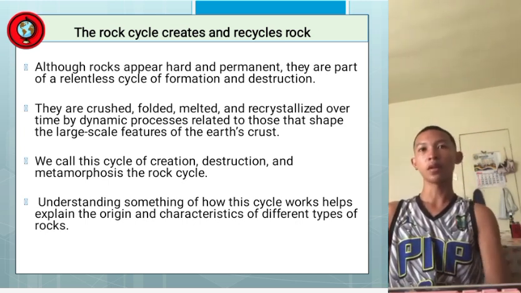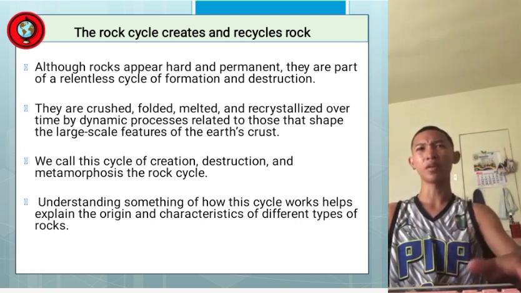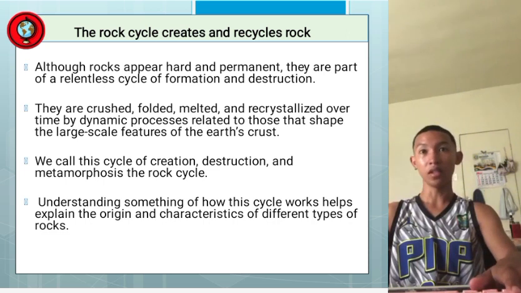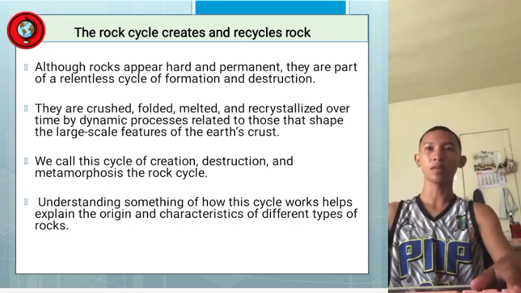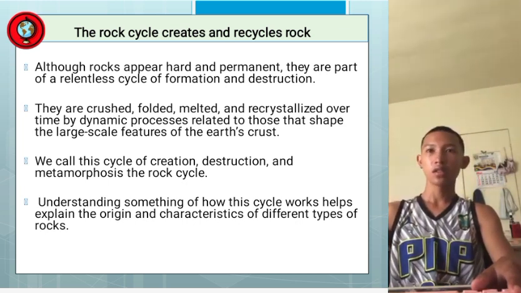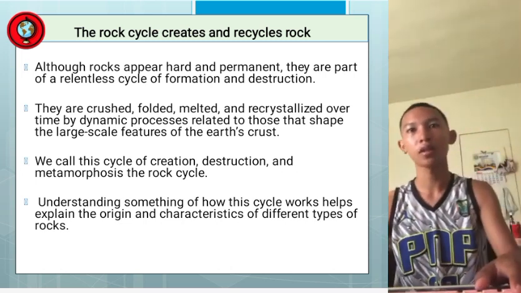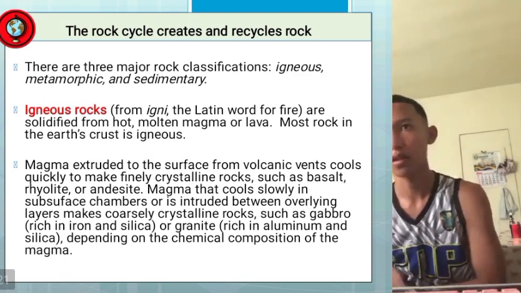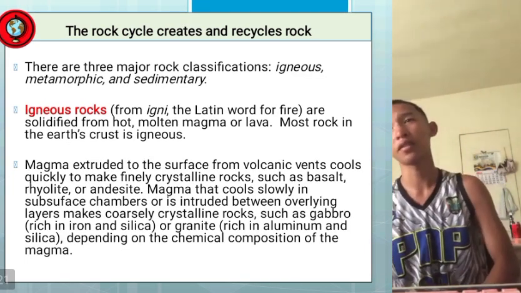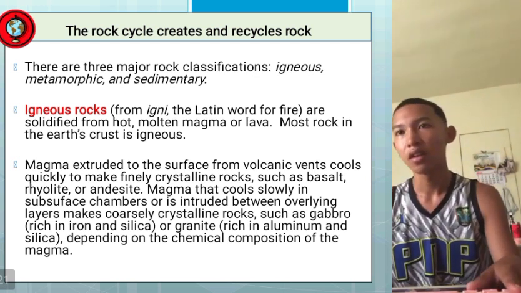In simpler terms, the rock cycle describes how the three main rock types that compose the Earth's lithosphere are constantly transformed into one another through geological processes. These three rock types, which we will learn about in more detail in the following chapters, are igneous, sedimentary, and metamorphic rock. So there are three major rock classifications: the igneous, metamorphic, and sedimentary.